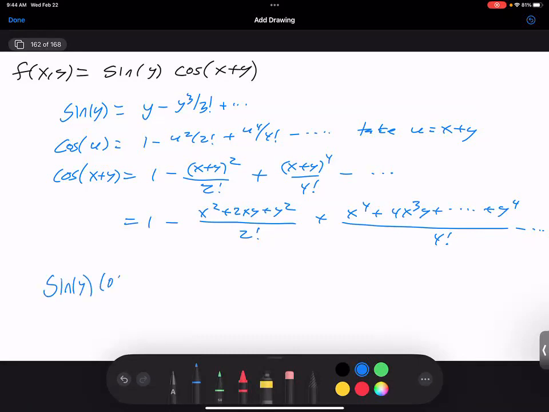sine of y times cosine of x plus y. Well, let's see. There's going to be no constant term because whenever I hit here, I'm going to get at least a y. So 1 hits y, and that's going to be a y. Is there going to be any x term? There's no x terms. There's 1 y. Could I get any x squareds? Nope, because I'll have to have at least a y hitting it. Can I get any xy? Nope. Can I get any y squared? Nope. I'm going to have no terms of degree 2.